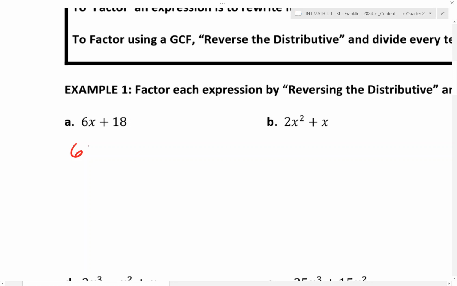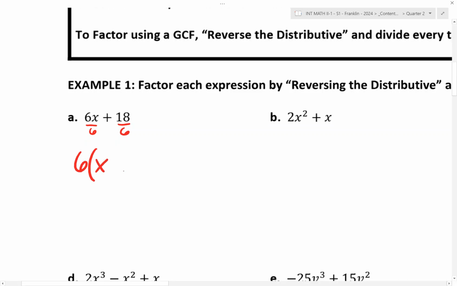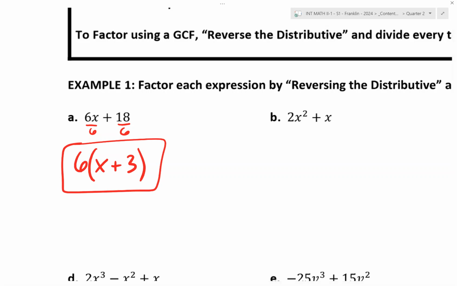So if I divide each of those things by 6, and you don't have to write this every time, I'll just do it here so you see what I'm actually doing, we end up with this. We take the 6 out, and then the leftover terms after we divide go in the parentheses. So 6x divided by 6 is just x. 18 divided by 6 is 3. And so this is the factored form of that polynomial. We took out a GCF of 6. What was left over was x plus 3.